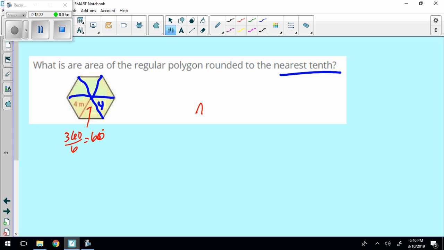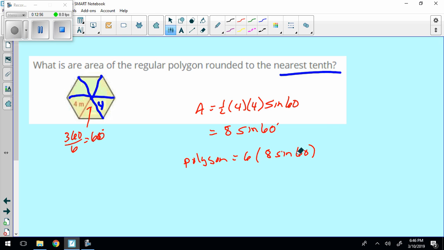So the area of one triangle is 1/2 times 4 times 4 times the sine of 60 degrees. Since we have, let's see, 1/2, 4 times 4 is 16, and half of 16 is 8. So one triangle is going to be 8 sine 60. So the whole polygon would be 6 times that, because there are 6 triangles. So 6 times 8 sine 60.